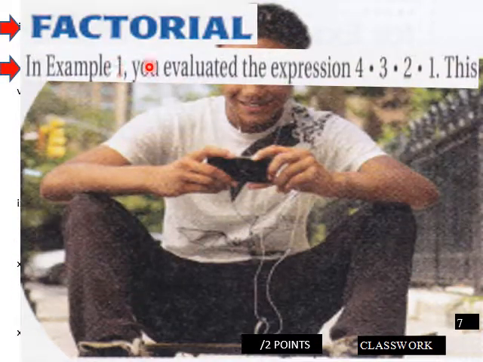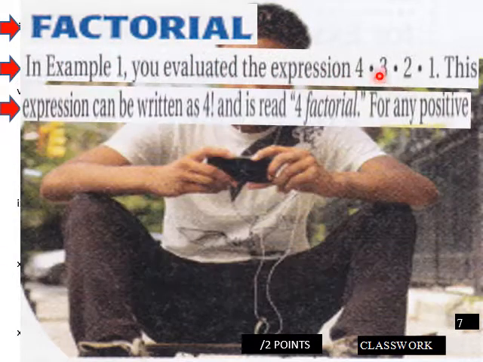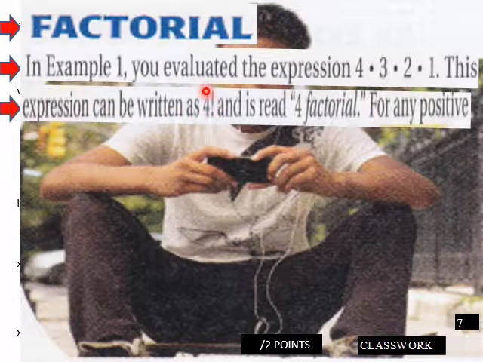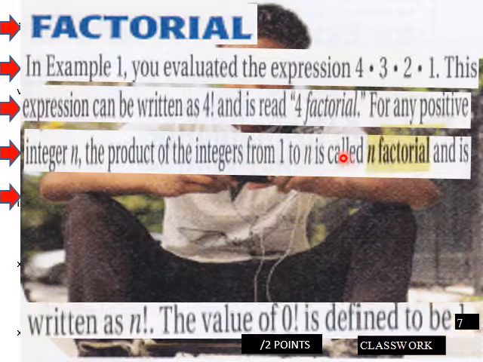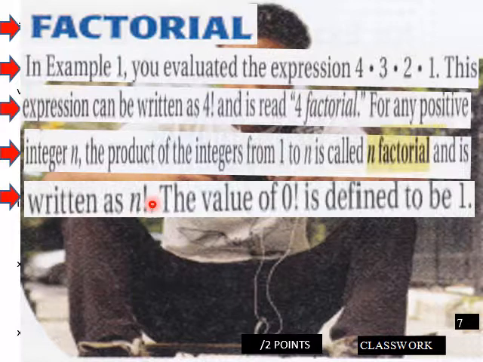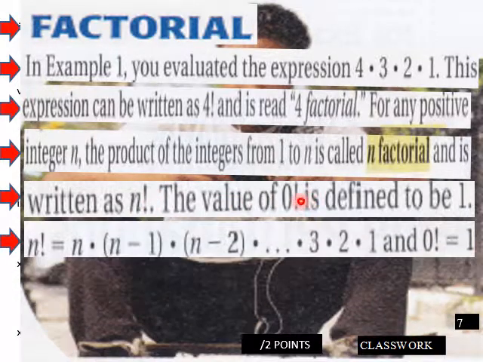Okay, a factorial. Now remember this for your vocabulary. You evaluated 4, 3, 2, 1. This expression can be written as 4 factorial, and it's read 4 factorial. For any positive integer n, the product of the integers from 1 to n is called n factorial. So n factorial is n times n minus 1 times n minus 2, and so on. The value of 0 factorial is defined to be 1.